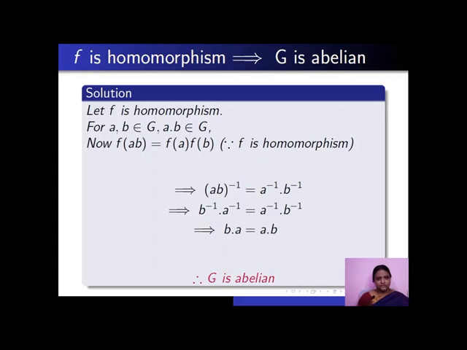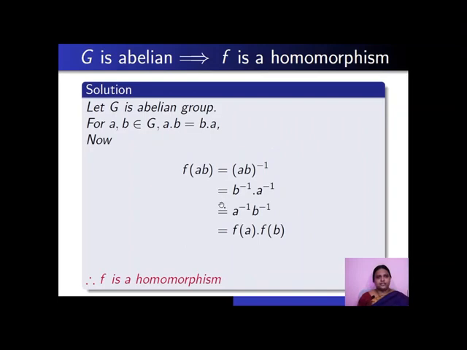So without getting confused, just see F is homomorphism. According to the definition, f of AB is equal to f of A into f of B. Our aim is to prove G is abelian. Just apply the definition given in the problem. F of A is A inverse, so f of AB is AB whole inverse. F of A is A inverse, f of B is B inverse. According to the definition, f of AB whole inverse can be written as B inverse into A inverse, which is equal to A inverse into B inverse. If we apply the inverses on both sides, we will get BA is equal to AB. So if A, B belong to G, BA is equal to AB means G is abelian.